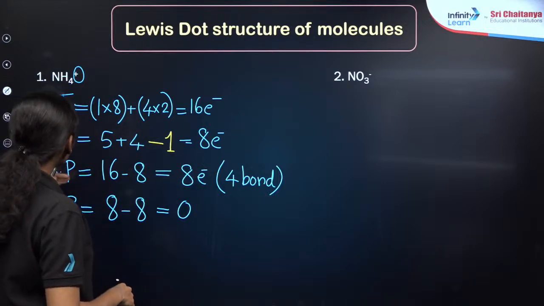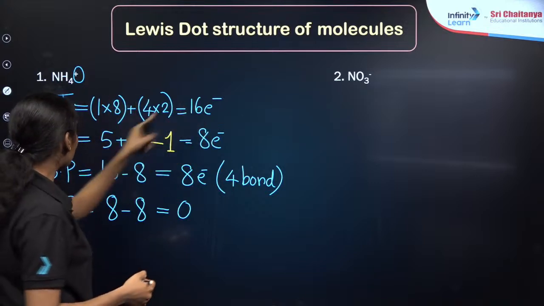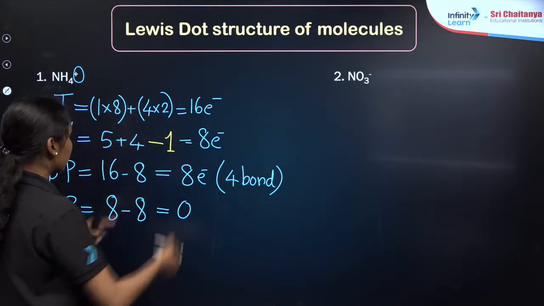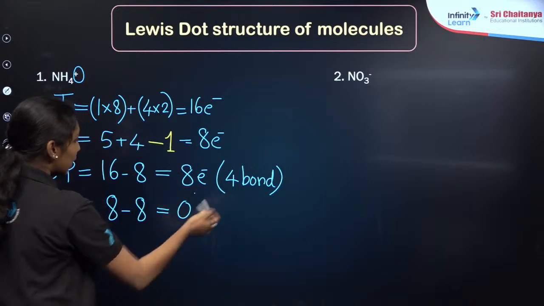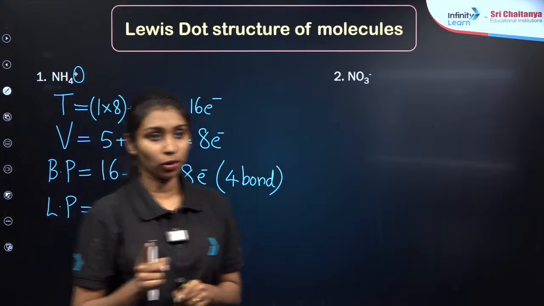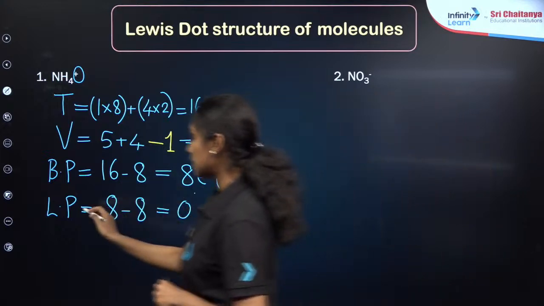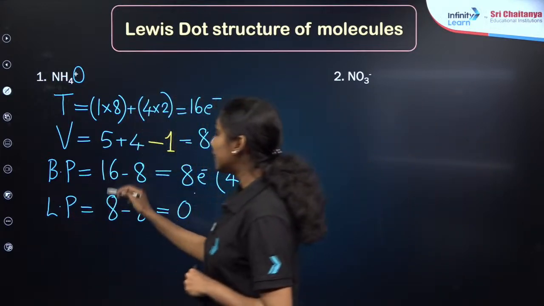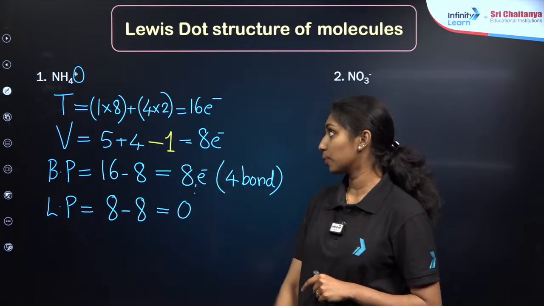Then in order to find out the bond pair of electrons, you take the difference between the total number of electrons minus the total valence electrons, that is 16 minus 8 equals 8, which represents that for 2 electrons it represents 1 bond, then for 8 electrons it represents 4 bonds here. Then the next step is to find the lone pair of electrons by taking the difference between V and BP, that is 8 minus 8, which equals 0.